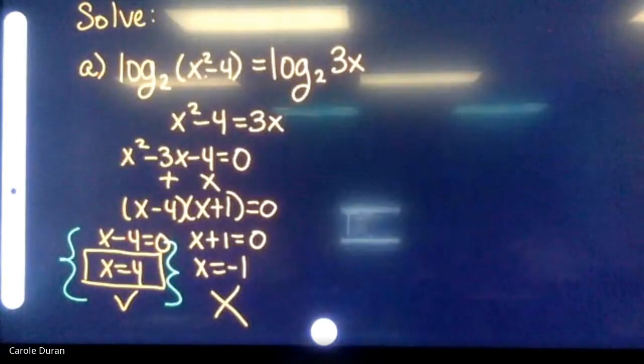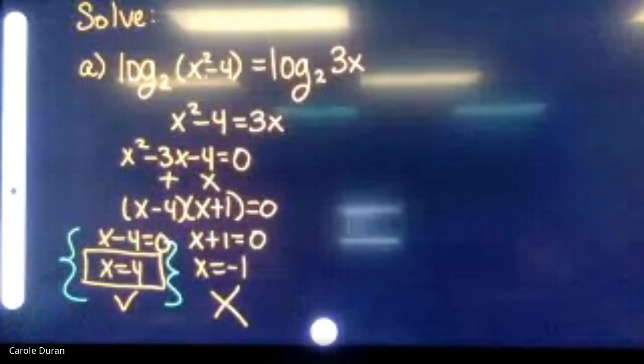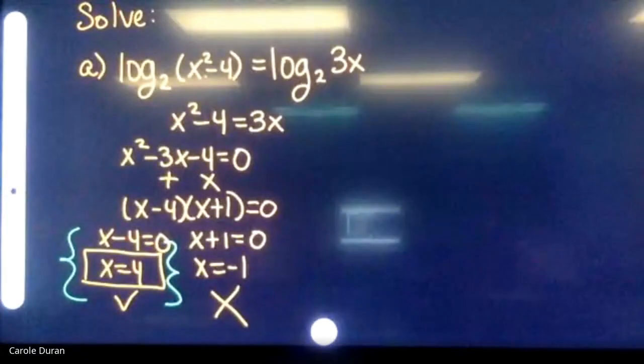You can't say just because Mrs. Durant said so. You have to tell me what makes it unsolvable. Because the bases are not the same, I cannot set them equal to each other. That would be a simple explanation.